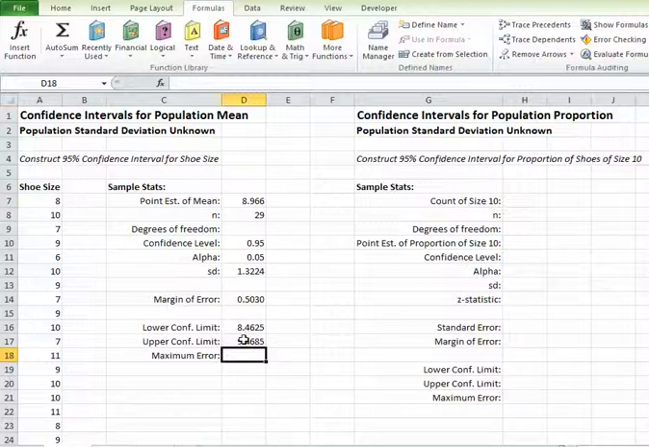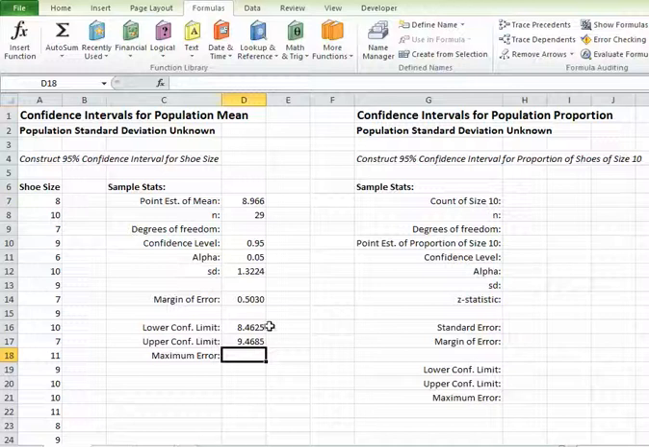How do we interpret this? This is important. We say that we are 95% confident that similarly constructed confidence intervals would contain the true value of the population mean. Or we can say that we are 95% confident that the true population mean falls within the range 8.46 to 9.47.